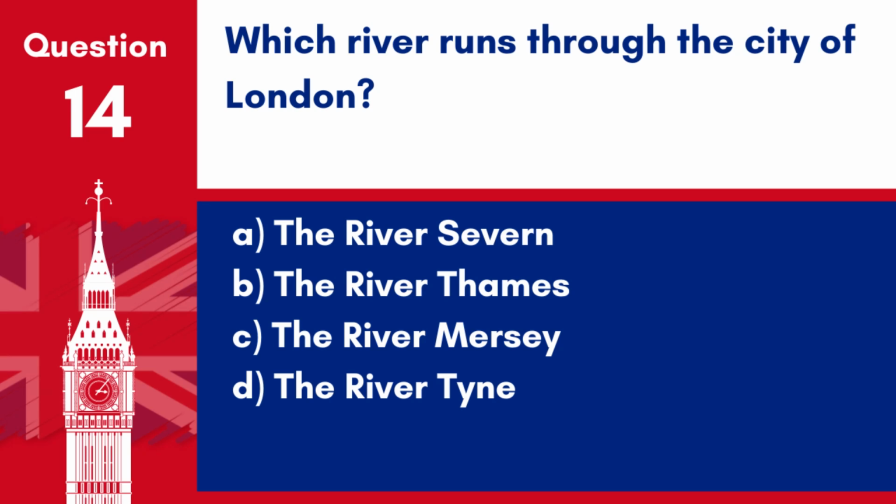Question 14. Which river runs through the City of London? A. The River Severn. B. The River Thames. C. The River Mersey. D. The River Tyne. Answer: B. The River Thames. The River Thames is the major river that flows through central London.